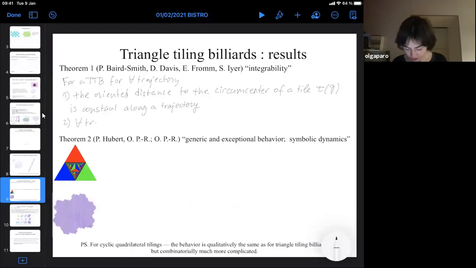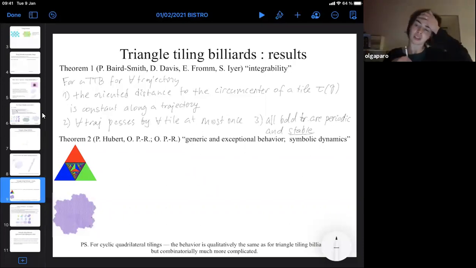So every trajectory passes by every tile at most once. All bounded trajectories are periodic, closed curves, and they are also stable, meaning that their perturbations will follow the same symbolic dynamics in the tiling, perturbation in the sense of changing the initial conditions, but also changing a little bit the form of a triangle. So this is the first statement.